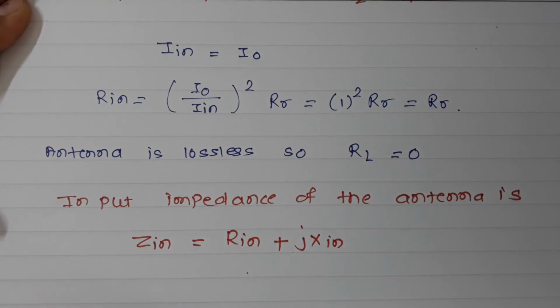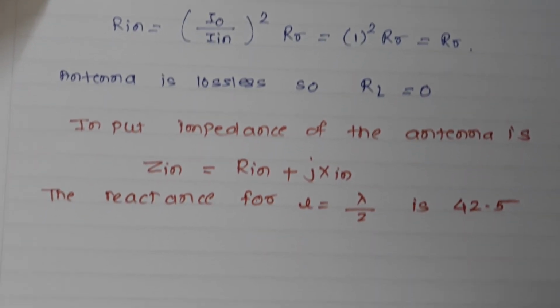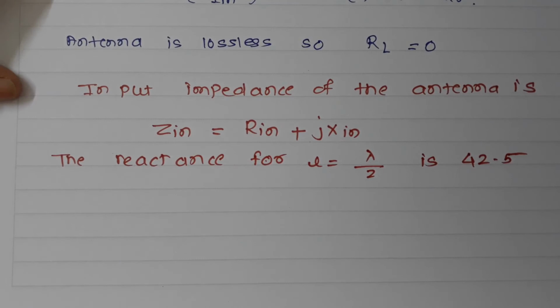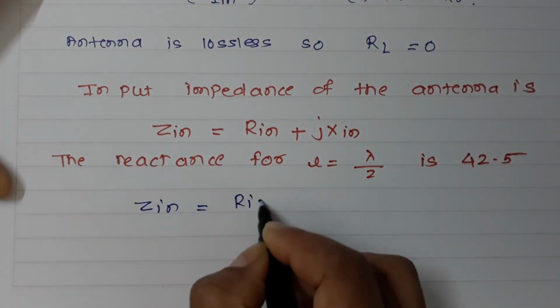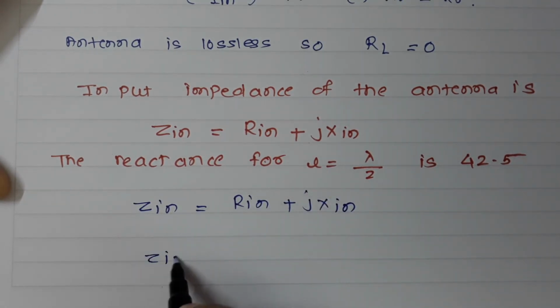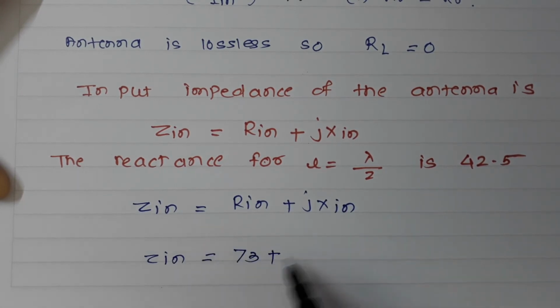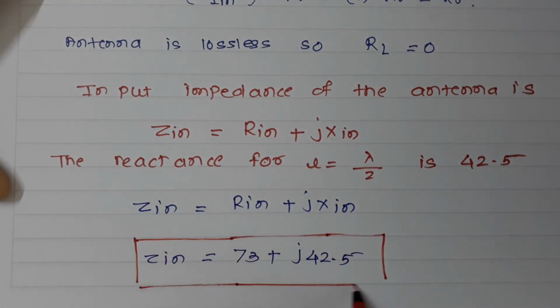So the reactance for L equal to lambda by 2 is 42.5. We'll put that value at the place of the reactance. So I can write here that Z in is equal to R in plus jX in, which is Z in equal to 73 plus j42.5. This is nothing but the input impedance of the antenna of length lambda by 2.